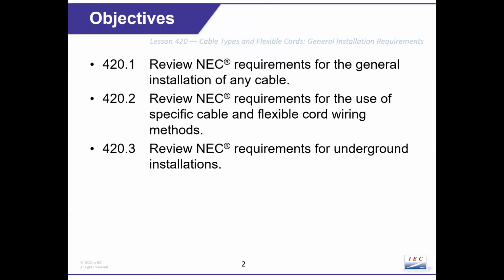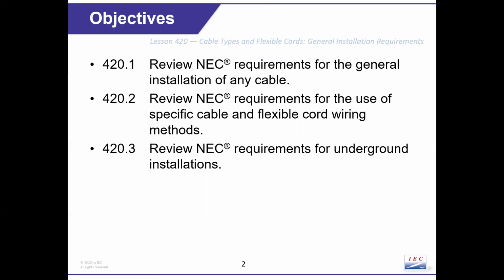420.1, review NEC requirements for the general installation of any cable. 420.2, review NEC requirements for the use of specific cable and flexible cord wiring methods. And 420.3, review NEC requirements for underground installations.